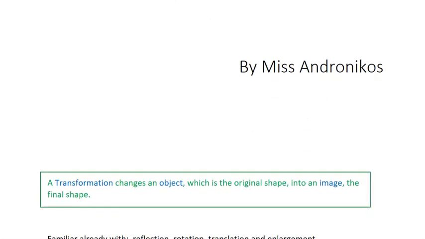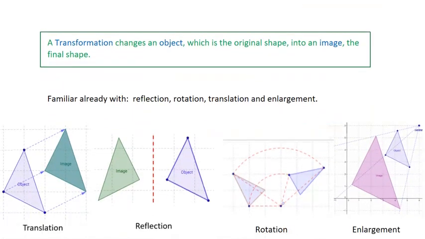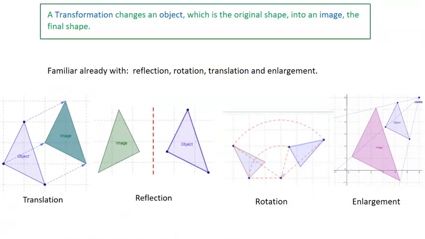A transformation changes an object, which is the original shape, into an image, the final shape. And so you have already looked at reflection, rotation, translation, and enlargement. Okay, so translation is when we slide that object to become the image, left and right, up and down. Reflection is over a mirror line. Rotation is always around a point, either clockwise or anti-clockwise, and enlargement is when that object gets larger.